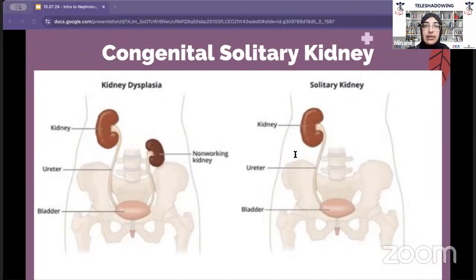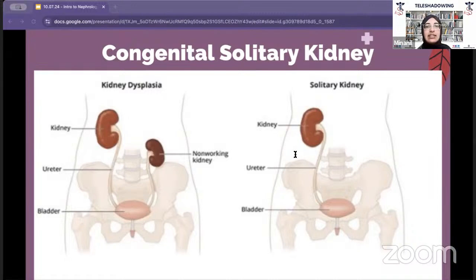So, fortunately, many people with a congenital solitary kidney don't experience symptoms and they can live full and active lives. This can actually be diagnosed incidentally, often during a prenatal ultrasound or as a result of imaging done for other reasons. And regular monitoring of kidney function and blood pressure is important for early detection of any issues. And this is a form of preventive medicine.